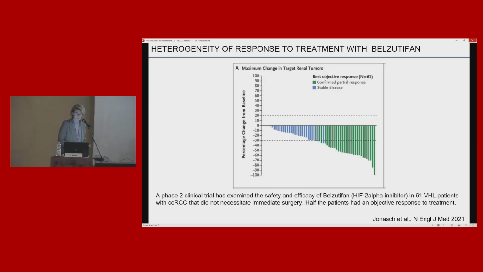And also, in the case of the treatment with belzutifan, which is a HIF2 inhibitor, in a clinical trial made of VHL patients who did not necessitate immediate surgery, the data have shown that belzutifan is efficient, but not in all the patients. Almost half of the patients do not respond as well as the others to the treatment.